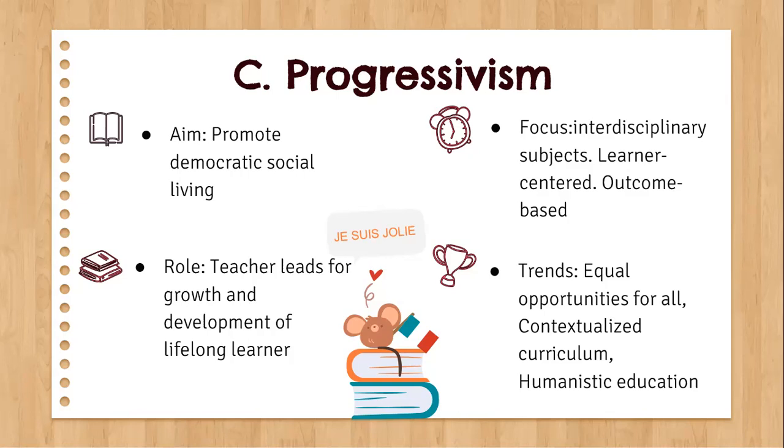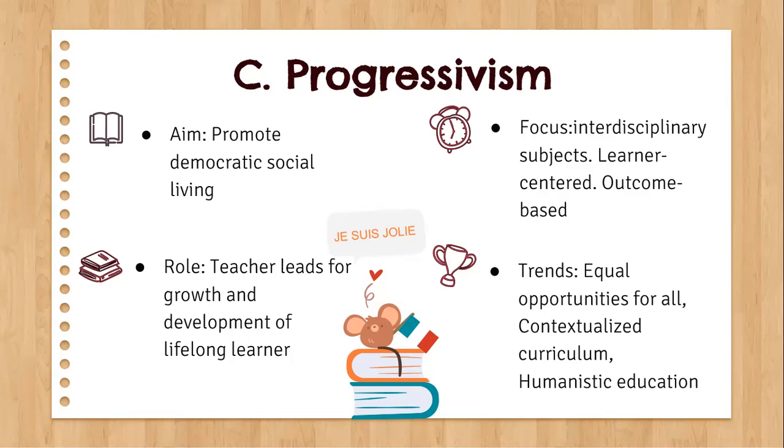Focus of progressivism is interdisciplinary subjects. In interdisciplinary subjects, we are integrating all the disciplines or all the subjects. So, mathematics is integrated into science, English is integrated into science and mathematics, values education is integrated into all subjects. So, that is interdisciplinary subject. Integrating one discipline to another discipline.